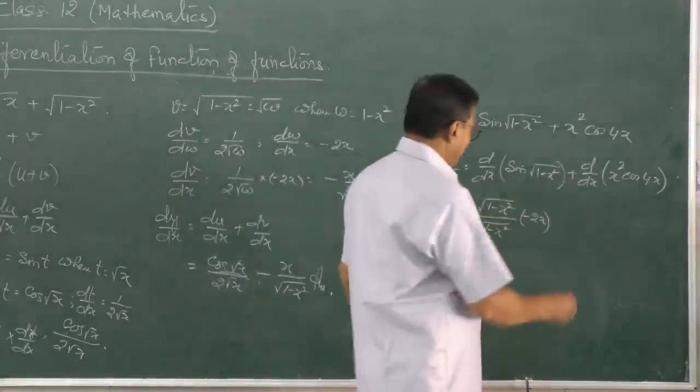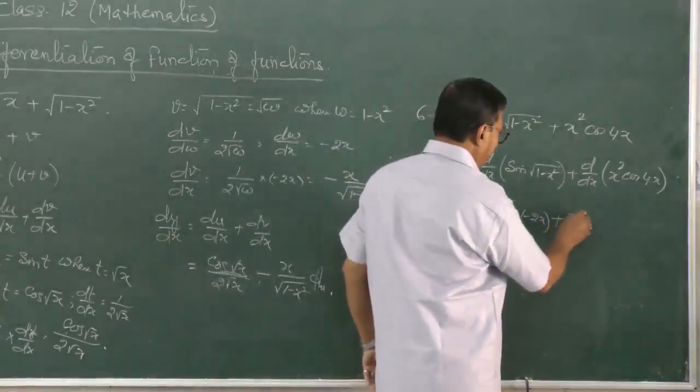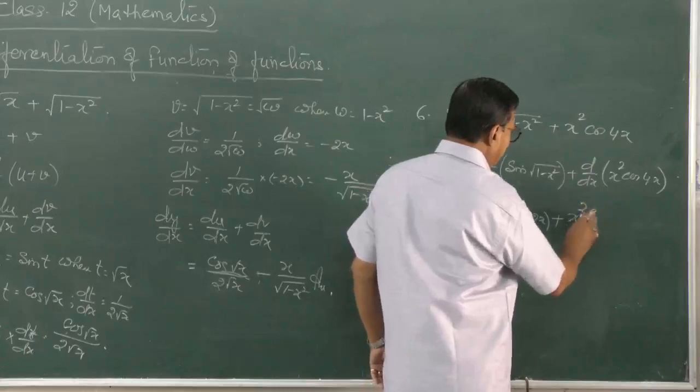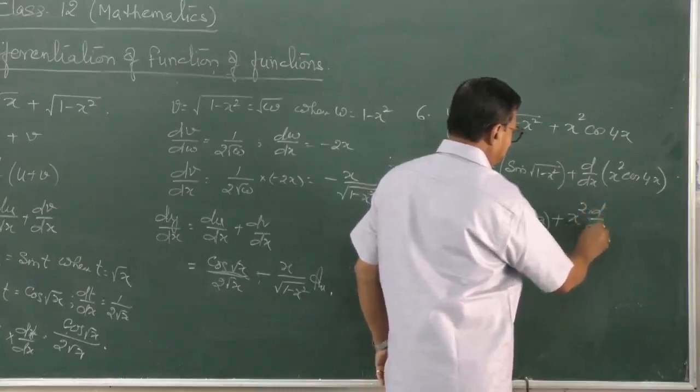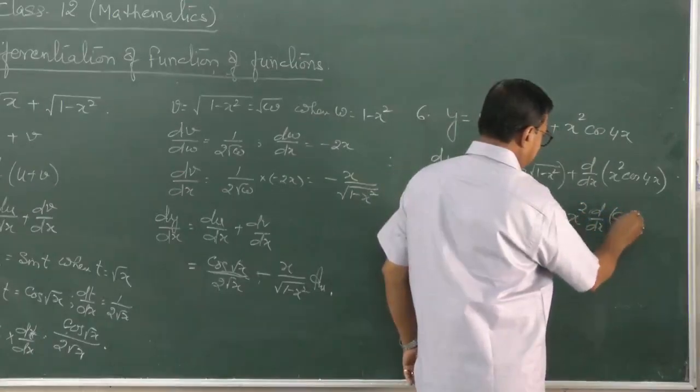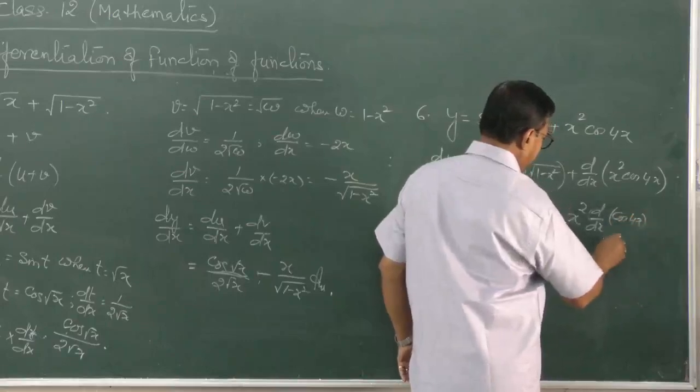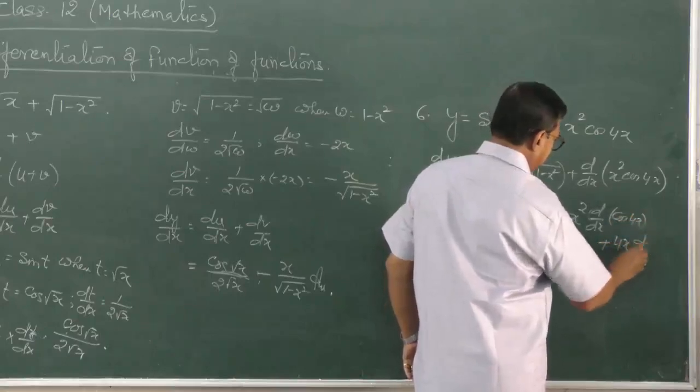Then this is product of two functions. So x square into differentiation of cos 4x, plus 4x, cos 4x.